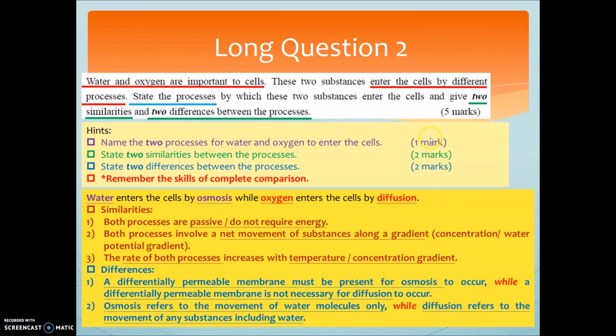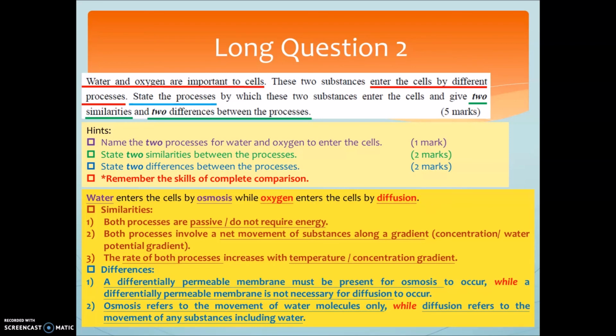So that is 1 mark. And then the second part is to give 2 similarities and 2 differences between the processes. So that means you are asked to compare these 2 processes. So 2 more marks for similarity, 2 more marks for difference. And remember that because you are comparing something, you need to give complete comparisons. Water enters the cell by osmosis. Oxygen enters the cell by diffusion. That's something you must be able to recall.